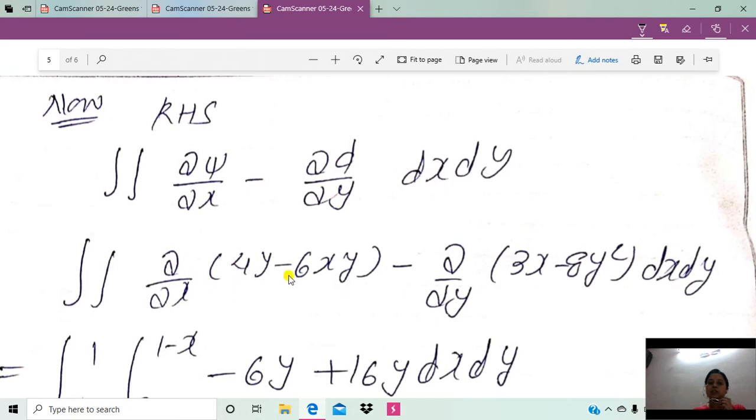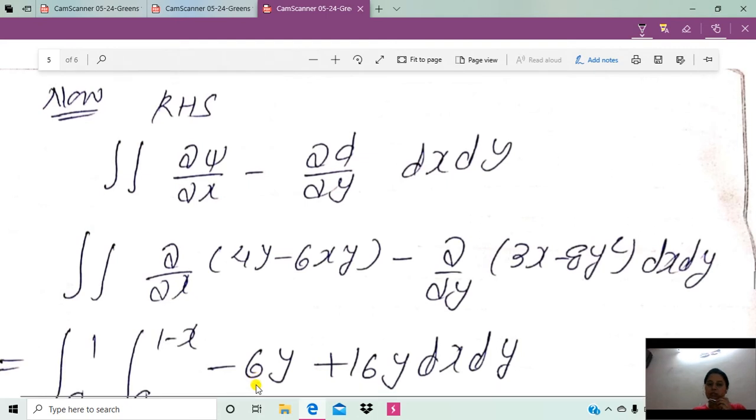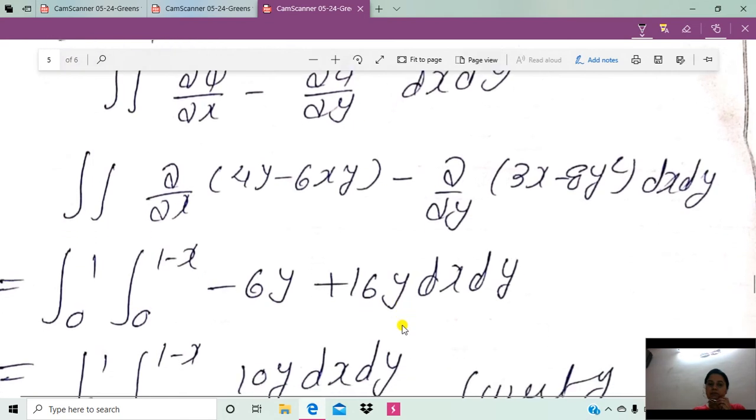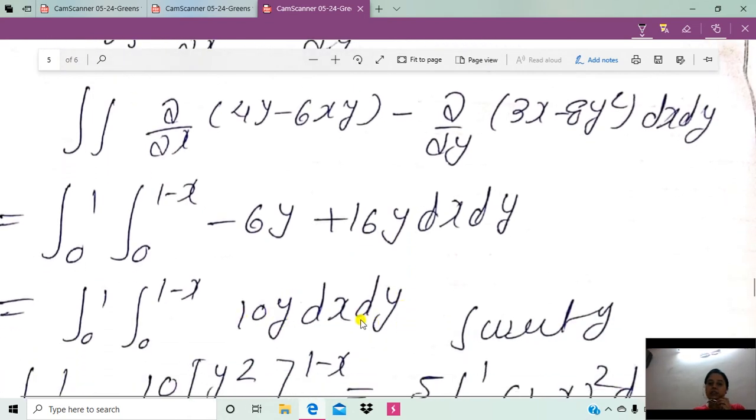So when we partially differentiate this with respect to x and this part with respect to y and subtract them, the differentiation of 4y will be 0 and the differentiation of this will be minus 6y, and here the differentiation of 3x will be 0 and differentiation of 8y square will be 16y. So the integration is now minus 6y plus 16y dx dy, which is 10y dx dy. Now for limits, we have to see the diagram how to find limits of y and limits of x.